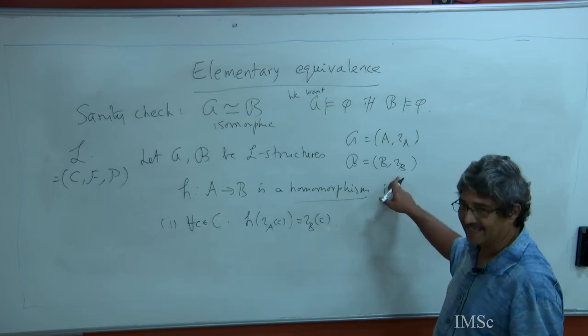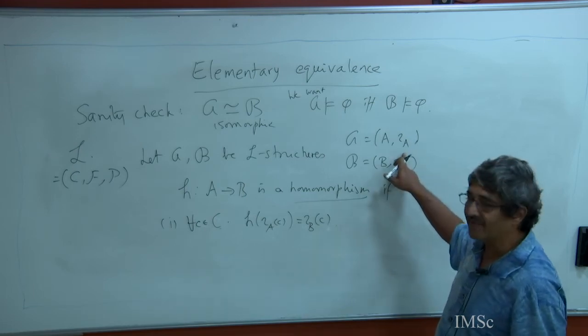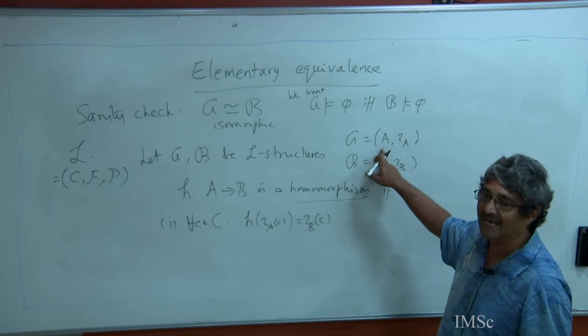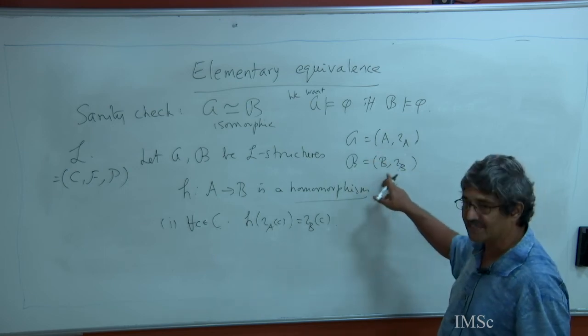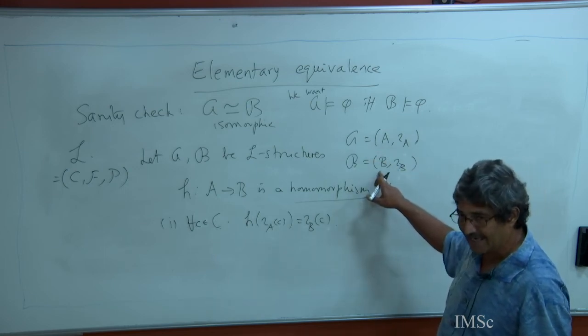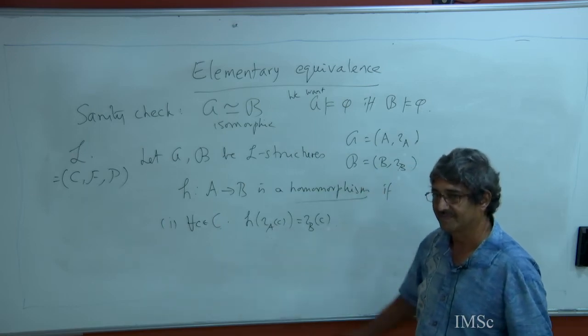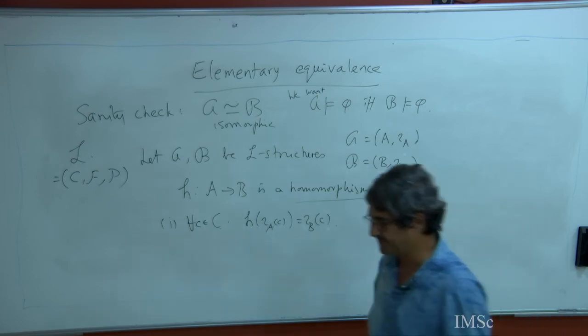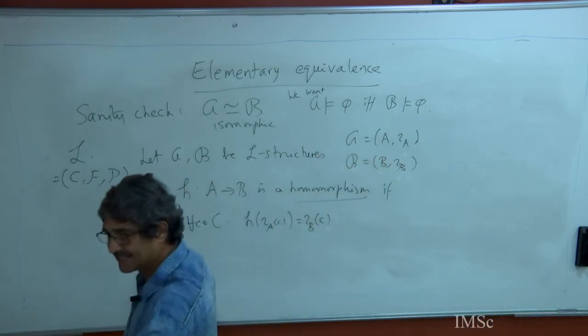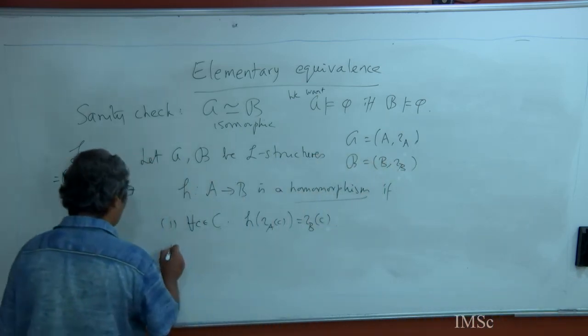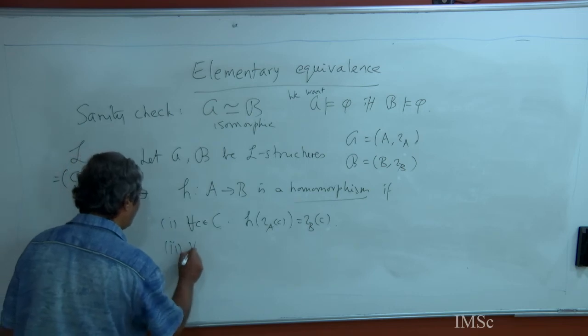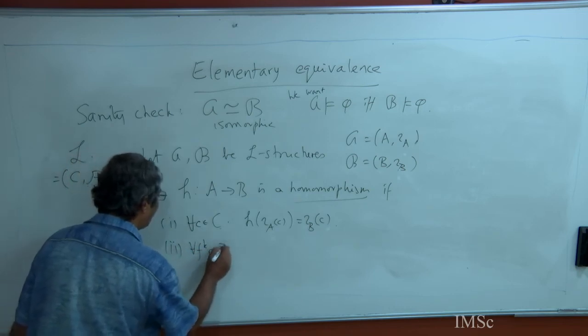Is it clear? I_A gives me, for every constant symbol, an element in A. I_B, for every constant symbol, will give me an element in B, right? They should cohere, right? Anything else? Okay.